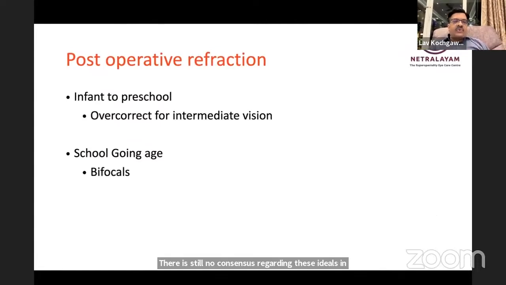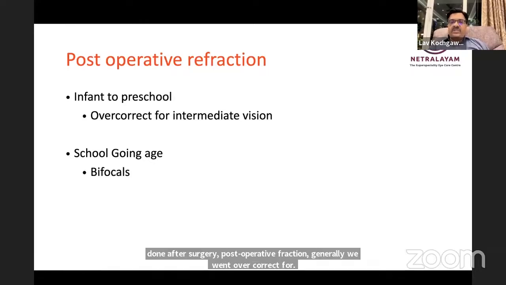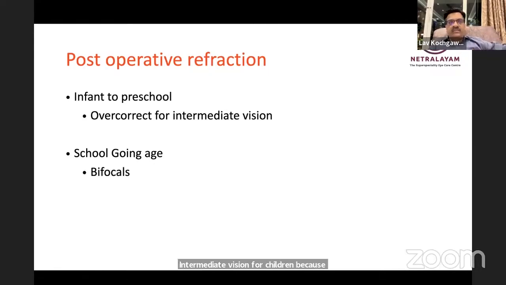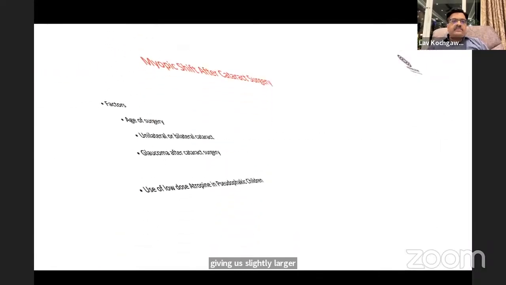Now, post-op refraction: once the surgery is done, generally we overcorrect for intermediate vision for children, because in preschool children, their life revolves around intermediate vision. And in school-going age, we shift to bifocals as the child grows. When there is a possibility of giving a slightly larger frame, then we can go for progressives.